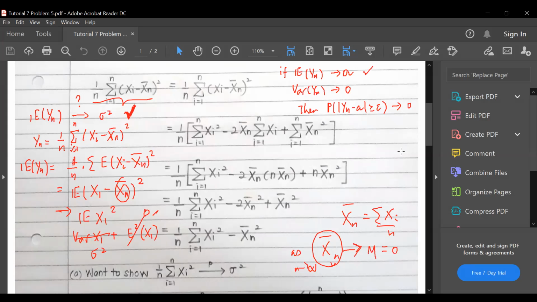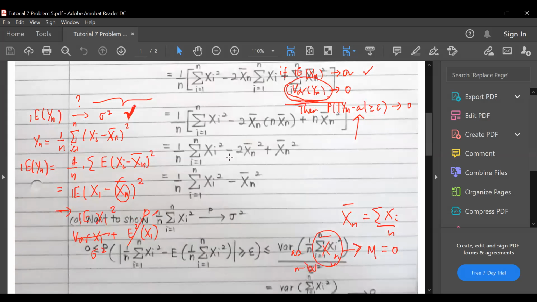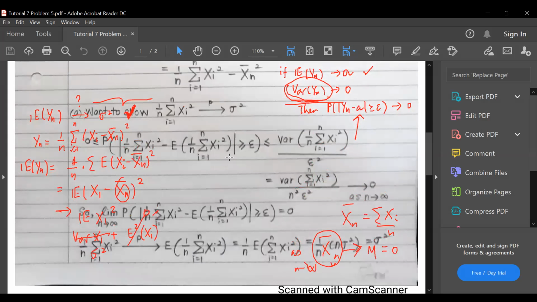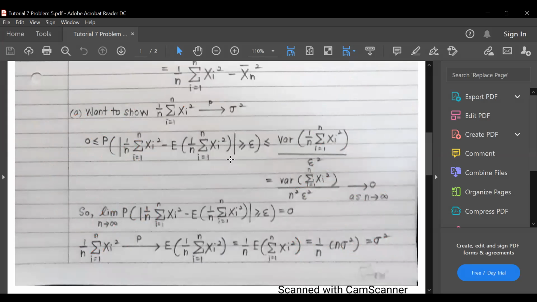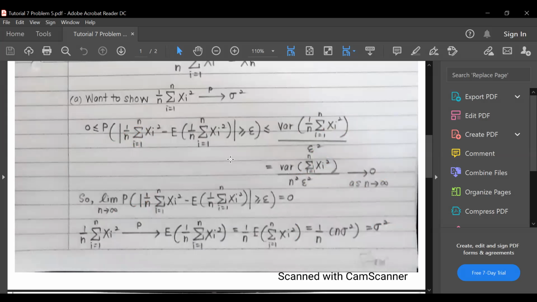Then we check this result, right? We check that the variance of yn converges to 0. Once this is done, we can apply this result and we will get our weak law of large numbers, right? Now we need to show this step. What do you do? Can you scroll down? Okay, so it seems like this part, yeah.